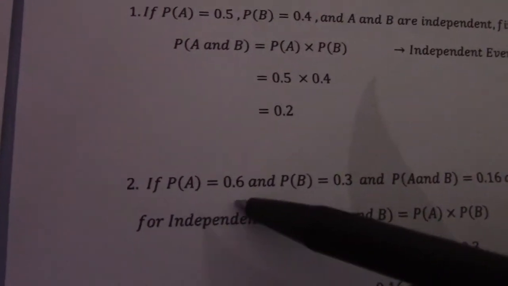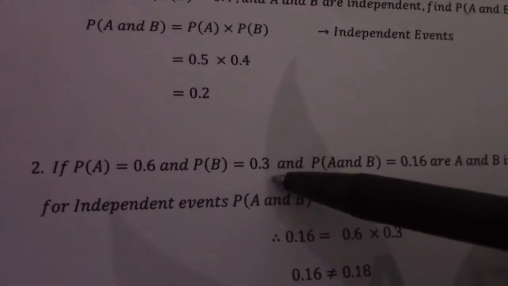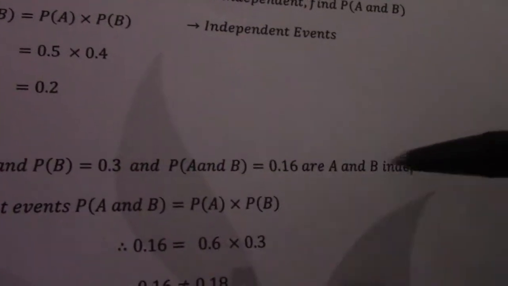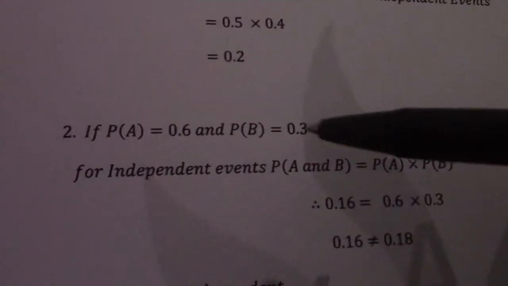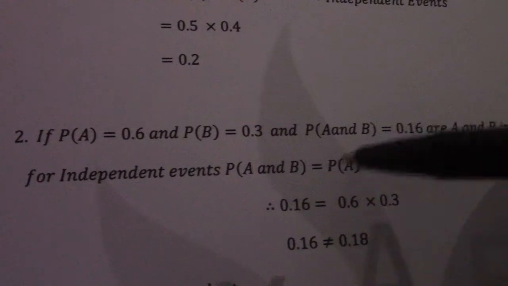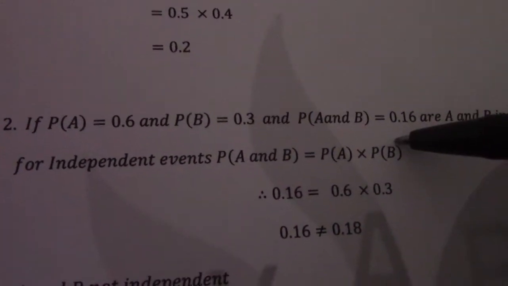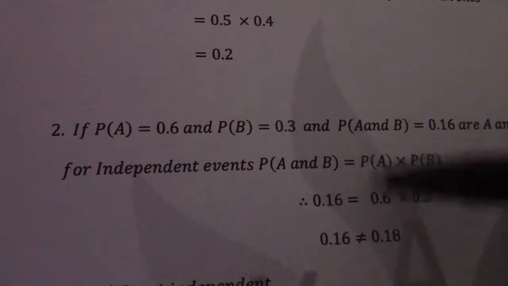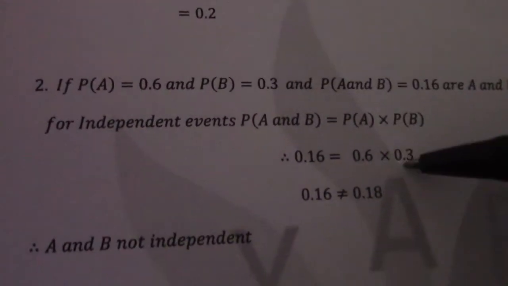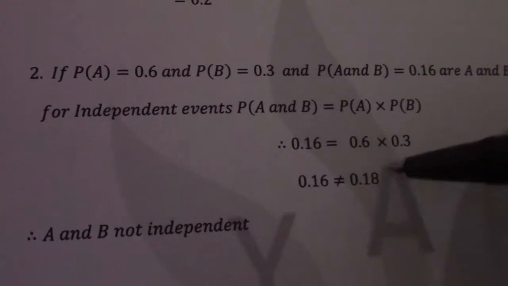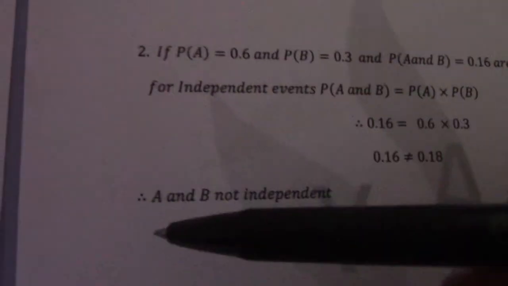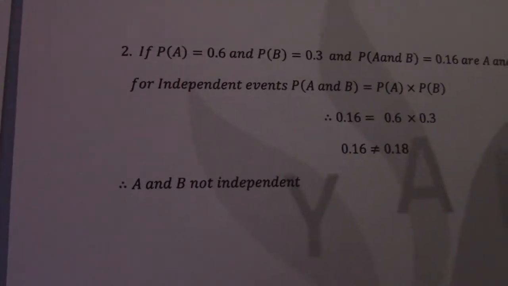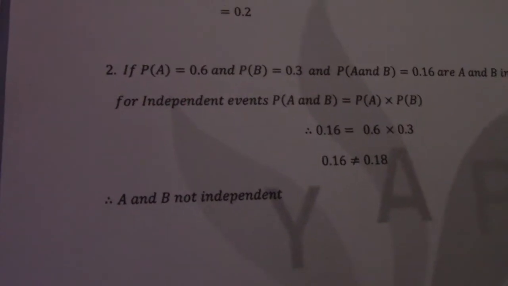Now, if the probability of A equals 0,6, the probability of B equals 0,3, and the probability of A and B equals 0,6, are A and B independent? So, the probability of A and B should equal the probability of A times the probability of B. The given value is 0,6. 0,6 times 0,3, if I multiply, gives 0,18, which does not equal 0,6. Therefore, A and B are not independent. They are referred to as dependent events. Hope you follow, hope you understand.